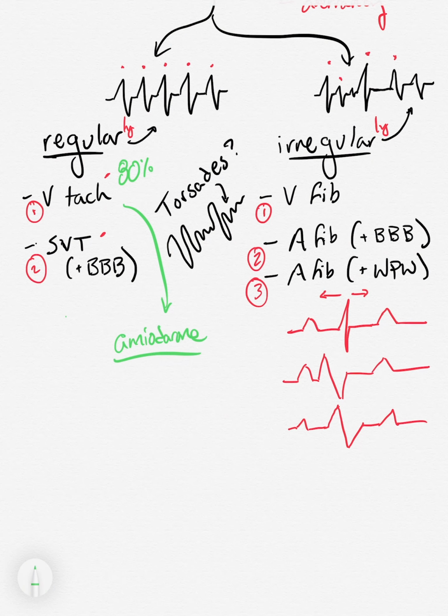amiodarone. Oh, what a great drug. We love it for ventricular arrhythmias. For SVT with a bundle branch block, it's a little different. And there is a way to tell the difference between an SVT with a bundle branch block on an EKG. However, it's complex, and you should just talk to Paul if you want to know how to tell VTAC versus SVT with a bundle branch block. Yeah, talk to Paul. It has to do with P waves and precordial leads and some other qualifying criteria.